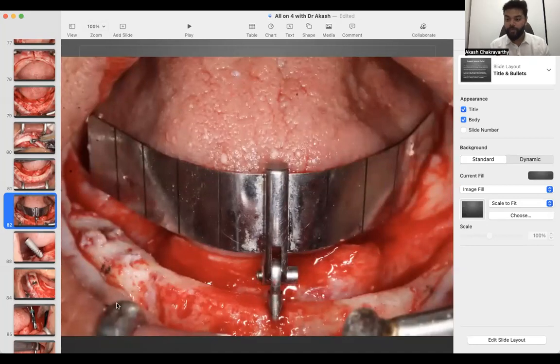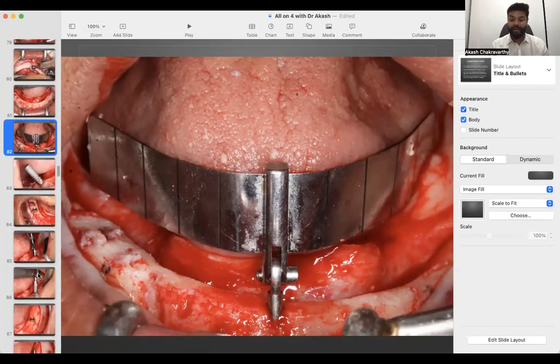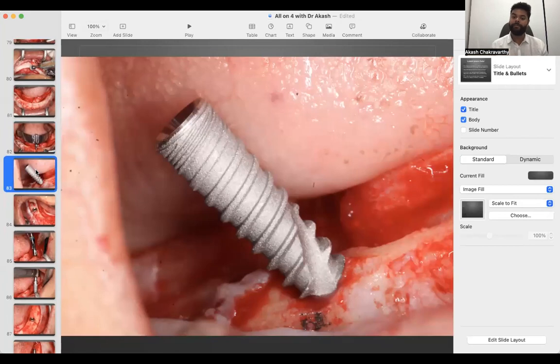Okay, for mandible, what I do is I open up until I see the mental nerve, and I take a pencil and I mark the pencil point over here, so that every time I don't want to check the mental foramen. So this is the first implant being placed in 30-degree angulation.